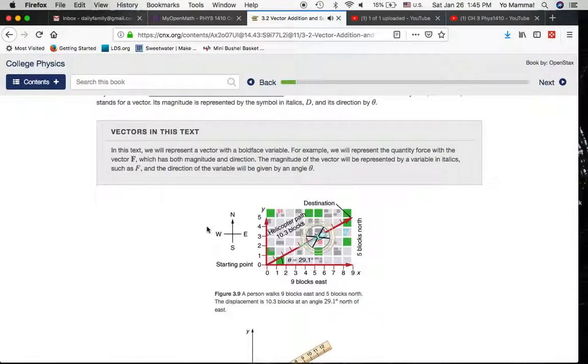And in that case, what we can do is if we go back to our example with the street, walking along the streets, we can take our 9 blocks east vector and our 5 blocks north vector, and we can add them up to make the resultant vector that, say, a helicopter might fly between those 2 points.